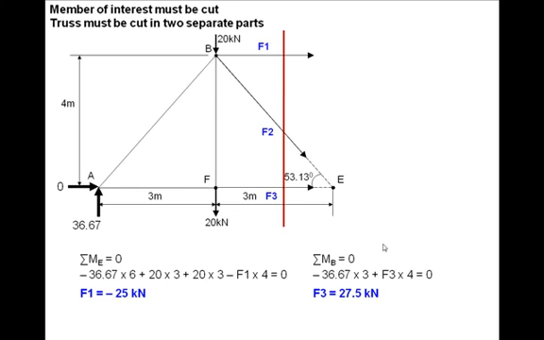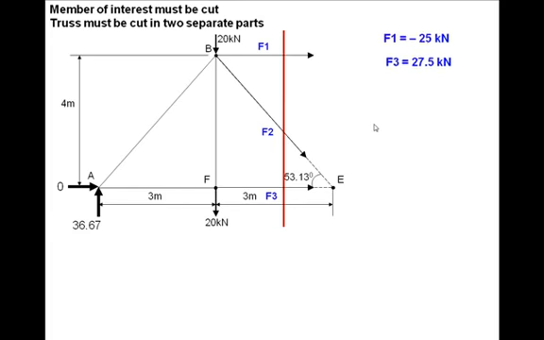Now suppose I was never interested in F1 and F3, but I wanted only F2. I could have taken the same section, and then I look for F1, F3, whether they meet somewhere. They don't because they are parallel. Then I go for sigma Fy equal to 0. What happens? F1 and F3 happen to be in the x direction, so in sigma Fy equal to 0, they will not appear.